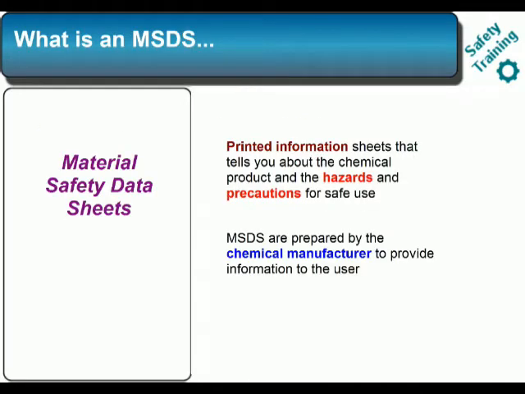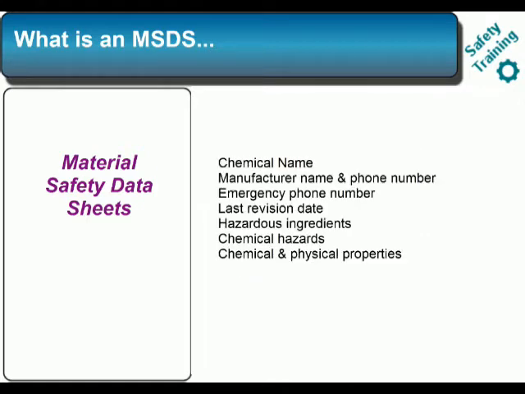Material Safety Data Sheets are printed information sheets that tell you about specific chemical products and the hazards and precautions for safe use. Each chemical has its own MSDS that has been prepared by the chemical manufacturer. Information provided includes the common name and chemical name of the material, name, address, and phone number of the manufacturer, emergency phone numbers for immediate hazard information, when the MSDS was last updated, listing of hazardous ingredients, chemical hazards of the material, and information for identification of chemical and physical properties.